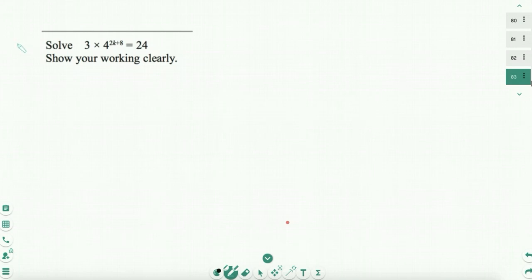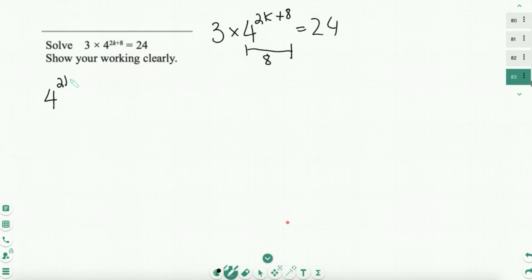Last one, this is a former GCSE question. Let's work through it together. It's very similar though. Actually, yeah, we'll do this one together. So 3 times 4 to the power of 2k plus 8 equals 24. So 3 times all this stuff is 24. Well, 3 times 8 is 24. So we can say 4 to the power of 2k plus 8 must make 8.